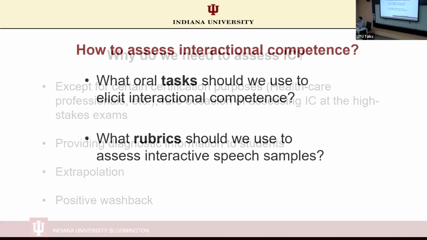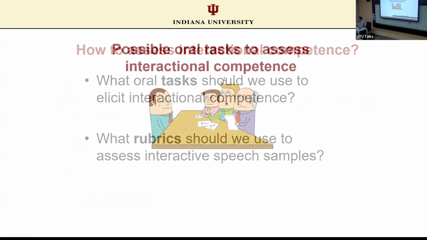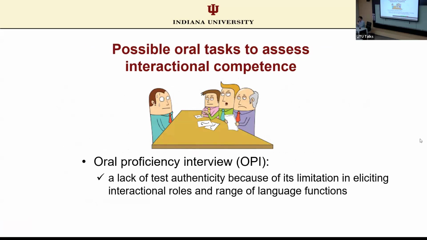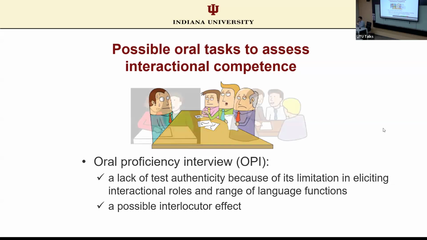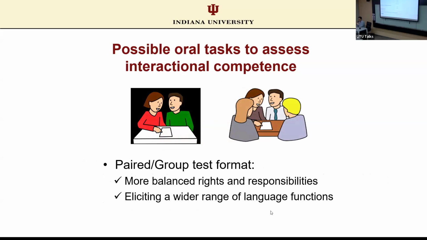And the next question is how? What task? What rubrics do we use? And then we could use an OPI format, but we know that this has some issues, especially with eliciting interaction and roles, because the question turns are dominated by the interviewers. And then what about the paired and group test, right? Is it a better format than interview, right? Okay.